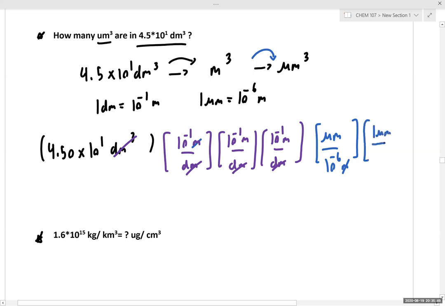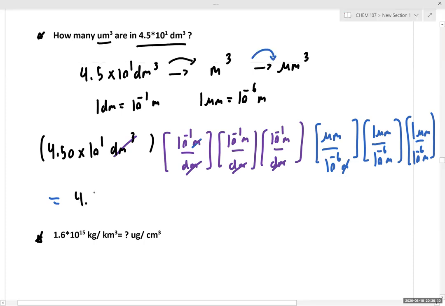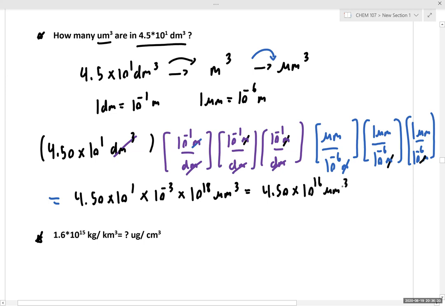We know 1 micrometer corresponds to 10 to the negative 6 meter, and 1 micrometer, let me write that a little more clearly, corresponds to 10 to the negative 6 meter. So if we punch that into our calculator, we have 4.50 times 10 to the first times 10 to the negative third times 10 to the 18th micrometer cubed. That gives us 4.50 times 10 to the 16th micrometer cubed.